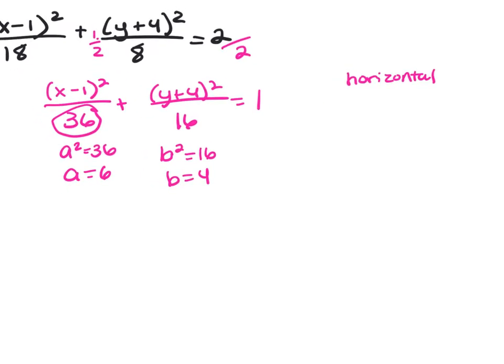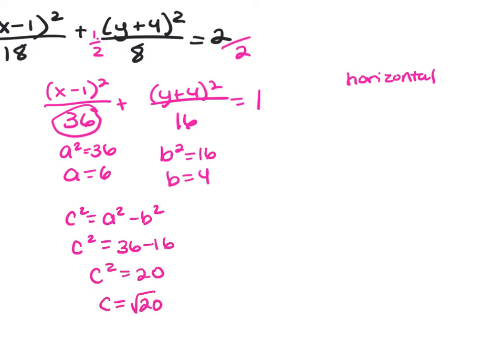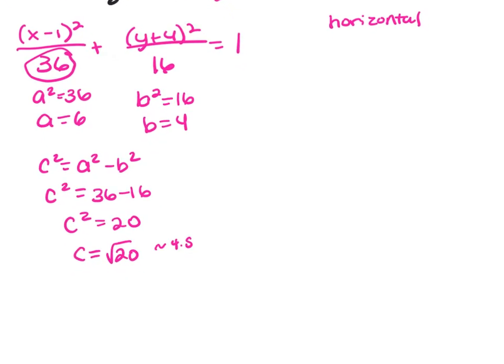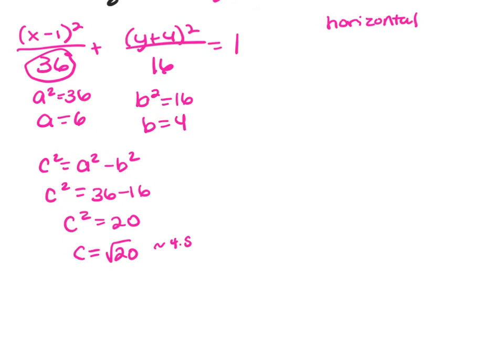So now my c squared for an ellipse would be a squared minus b squared. So I'd go c squared equals 36 minus 16, c squared equals 20. C would equal the square root of 20. So when I draw that, it's in between 16 and 25. We can make that like a 4.5. But when I use it to find the foci, I have to simplify it. That would be 4 times 5, or 2 root 5.